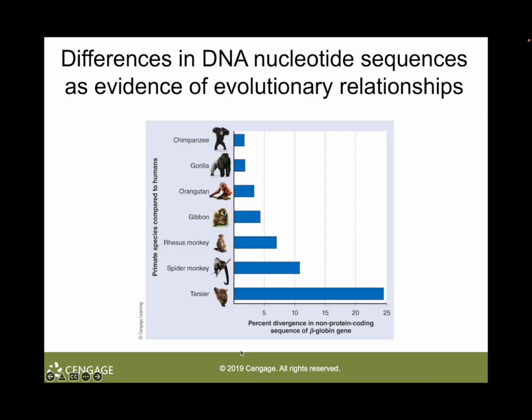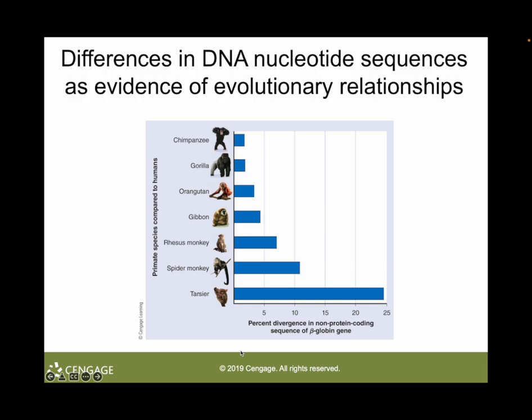Having gotten this far, this shows differences in DNA nucleotide sequences as evidence for evolutionary relationships. I showed this here because it's comparing the same gene in different organisms, and it provides a window into the evolution. Here the differences in the non-protein coding region of the beta globin gene are compared between humans and other primates. Evolutionary biologists are rapidly expanding such studies from comparing one or several genes to comparing entire genomes.